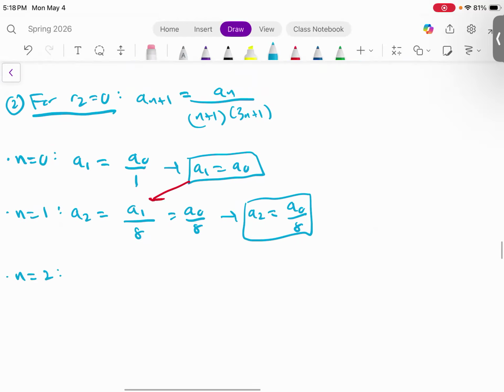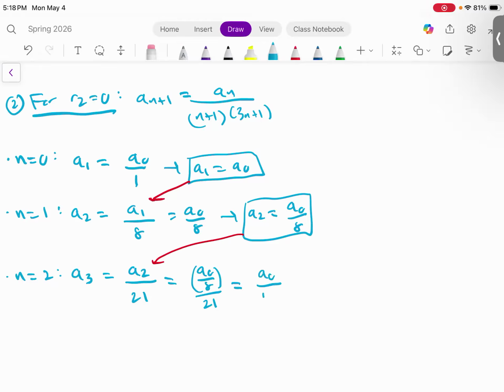So n equals 2. Let's just get a3 like we did the last one. This would be a2 over 21. Okay, but I know a2 is just a naught over 8, divided by 21. So yeah, we're going to get a slightly bigger number. So this would be a naught over 168. So yeah, a3 is a naught over 168.